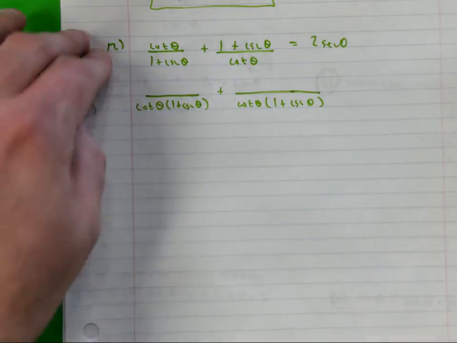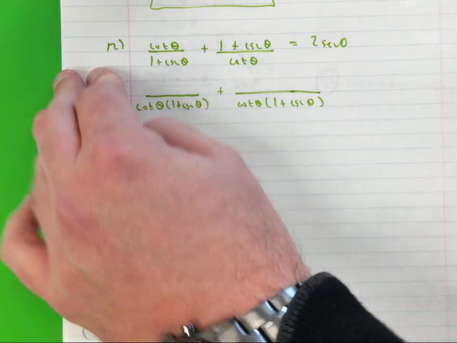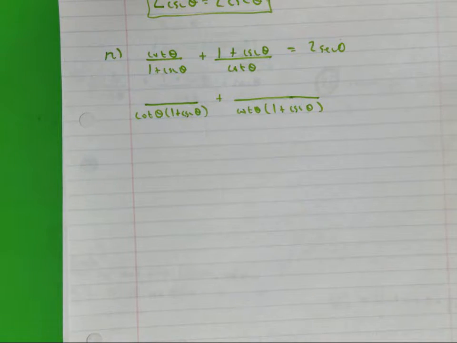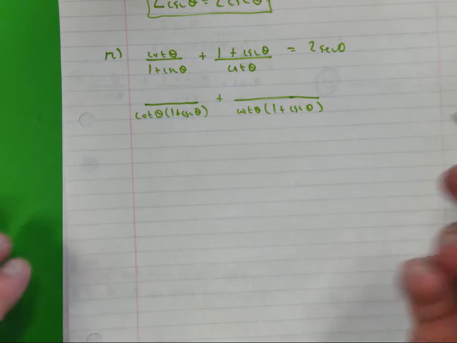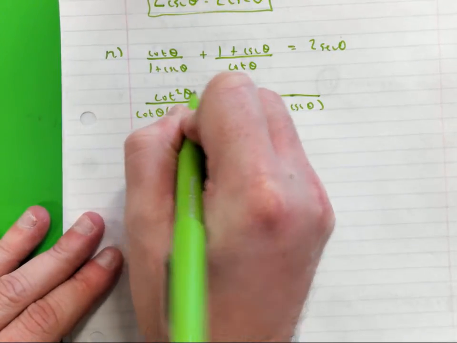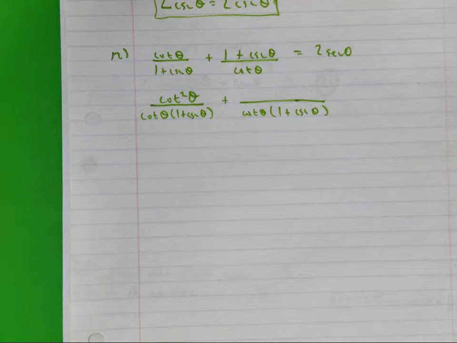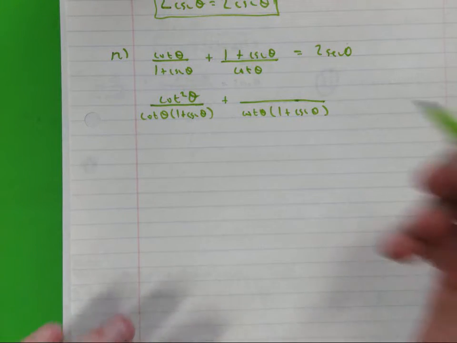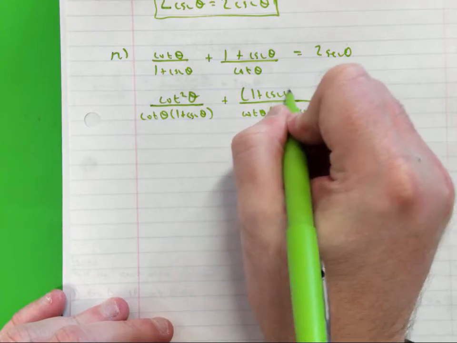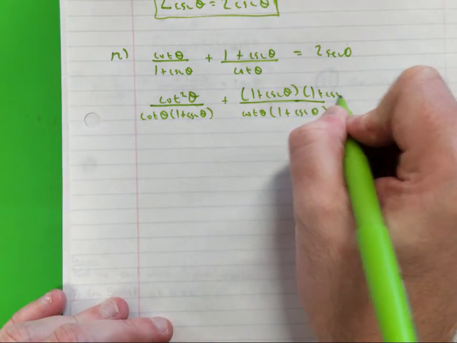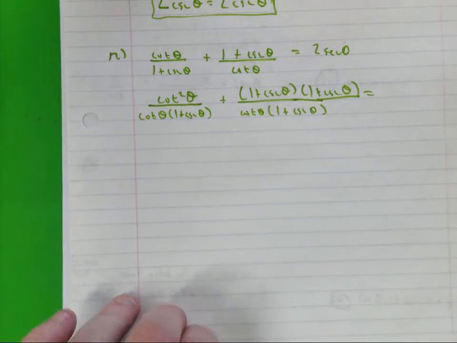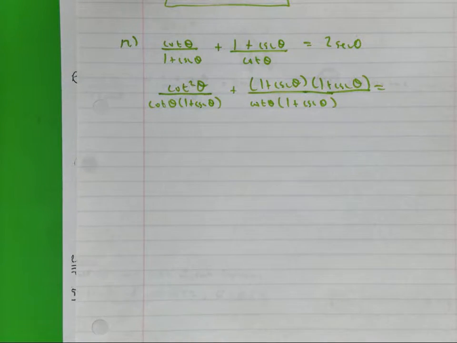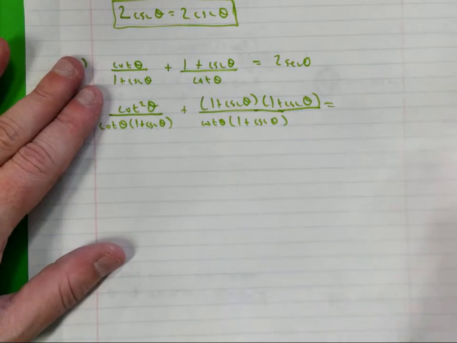Okay. On this, I had to multiply this by cotangent. I had to multiply this by cotangent. Well, if I multiply the denominator, what's cotangent times cotangent? Cotangent squared. So I'm going to put cotangent squared there. Here, I had to multiply this side by 1 plus cosecant. So I'm going to have to multiply 1 plus cosecant times 1 plus cosecant. Now, will you have to FOIL that out? Yes. You can't just say 1 plus cosecant squared. So you need to go to the side and FOIL that out.